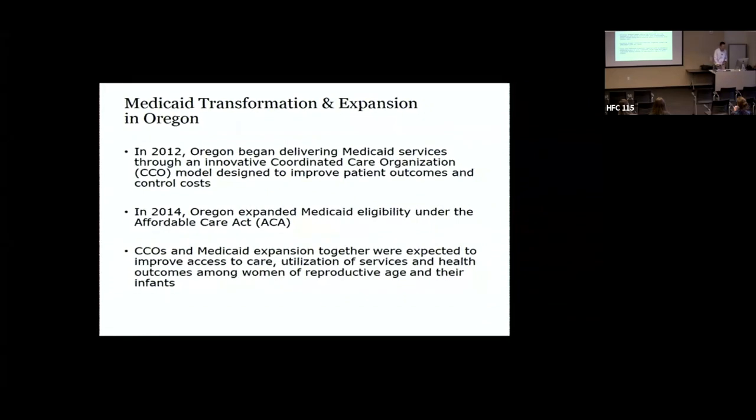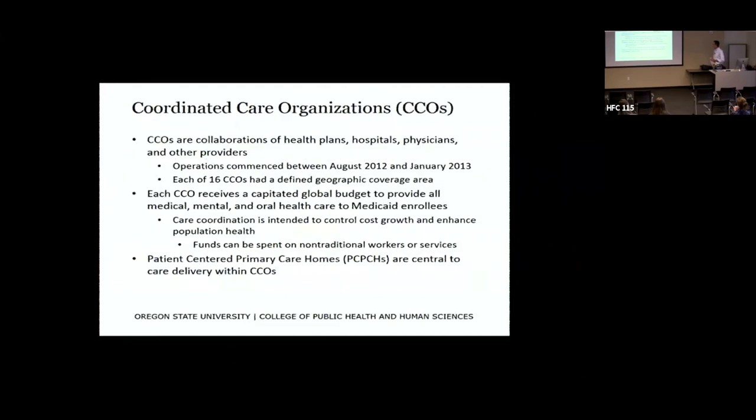So let me tell you just a little bit about CCOs. Some of you in health policy know this, but a coordinated care organization is a collaboration between payers and providers. So it includes health plans as well as hospitals and physician groups and other providers. Each CCO signed up to provide care to a pool of Medicaid beneficiaries in a particular geographic area. I'll show you that in a moment.